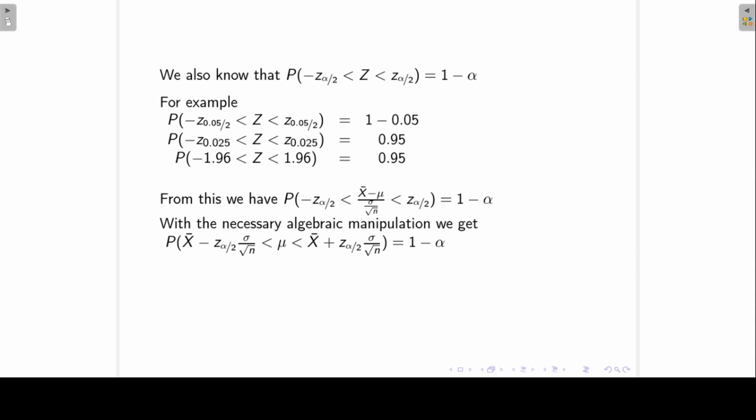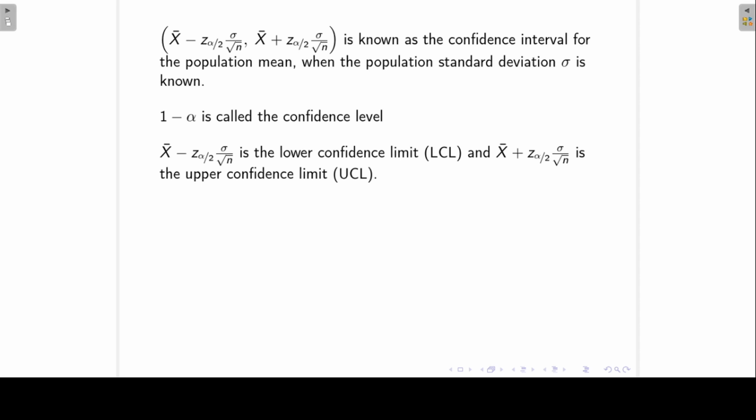Okay, now we can substitute this z value with the standardized statistic over here. And we can say that the probability that this statistic lies between minus z alpha over 2 and positive z alpha over 2 is 1 minus alpha. So with the necessary algebraic manipulations, we get that the probability that mu lies between x bar minus z times the standard deviation and x bar plus z times the standard deviation is 1 minus alpha. So this now gives us a confidence interval for the population mean when the population standard deviation sigma is known.